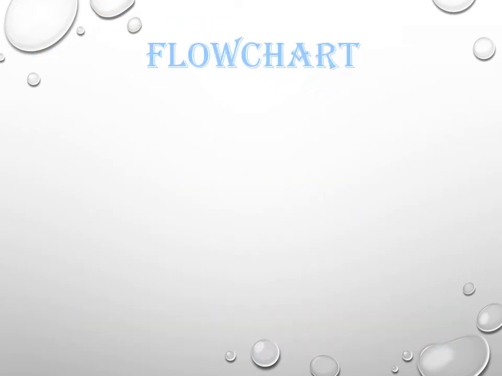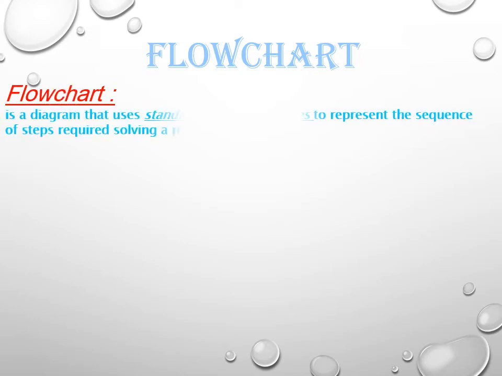We said we represent the algorithm by something called the flowchart. Let's see what is the flowchart. Flowchart is a diagram that uses standard geometric shapes to represent the sequence of steps required for solving the problem or to represent the algorithm. So it is a diagram that uses standard, not any geometric shapes, standard geometric shapes to represent the sequence of the steps followed to solve the problem.